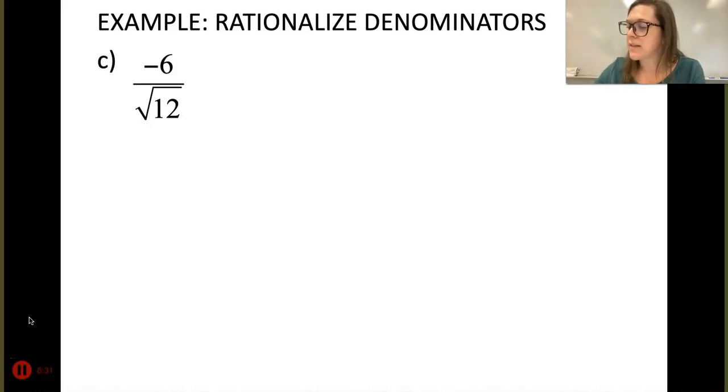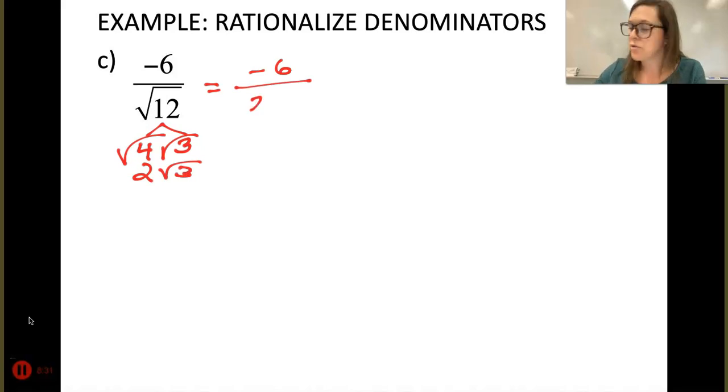So let's go ahead and simplify that square root of 12. That would be 4 times 3, so that would go to 2 square roots of 3. So I have a -6 all over 2 square roots of 3. Now again, ignore the radical for now. Can I simplify what's there? Yes, I can. -6 over 2 is -3. So this becomes -3 over the square root of 3. So that's much more simplified than the original.